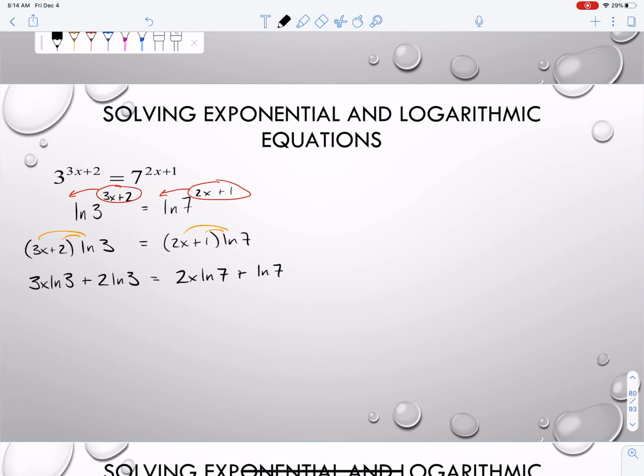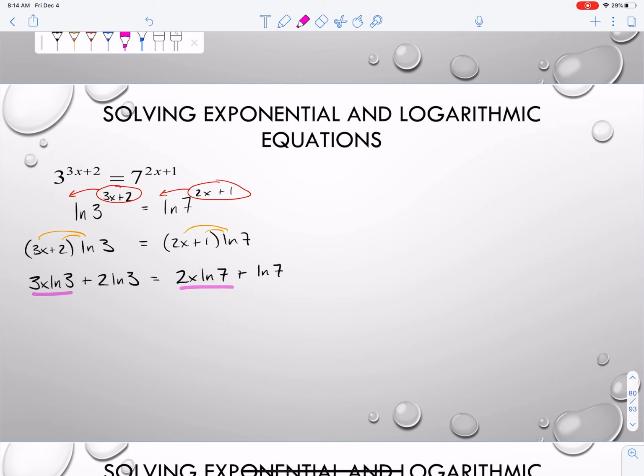Now I've got natural logs of 3, I've got natural logs of 7. I can't combine like terms here. So what I need to do is identify all the things that have an x in them.